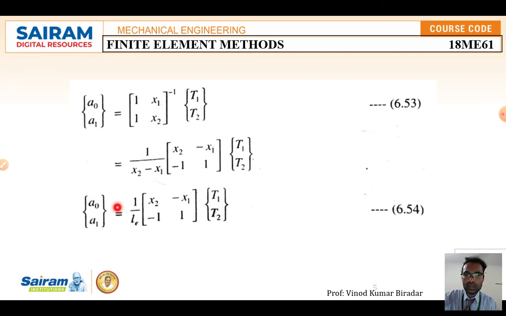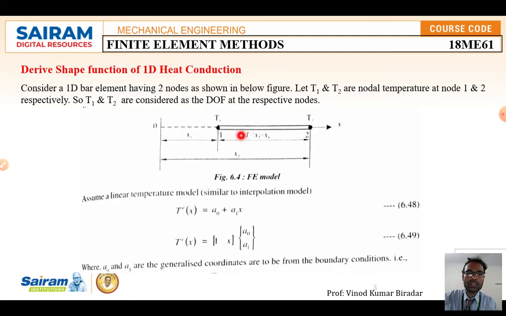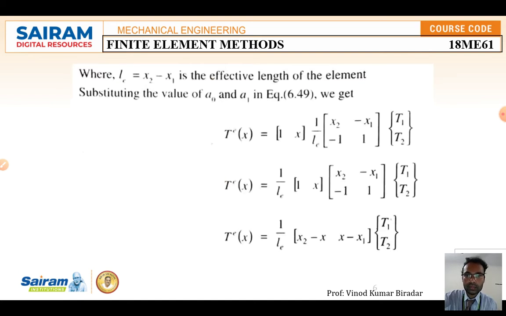Now a0, a1 is equal to 1 by (x2 minus x1), which is nothing but the length. Look here: x2 minus x1 is the length, so x2 minus x1 is equal to Le, and you have to substitute that in this. So a0, a1 equals 1 by Le times the matrix x2, minus x1, minus 1, 1, times T1, T2. Here Le is equal to x2 minus x1, the effective length of the given one dimensional heat conduction bar element, where a0 and a1 are the generalized coordinates.